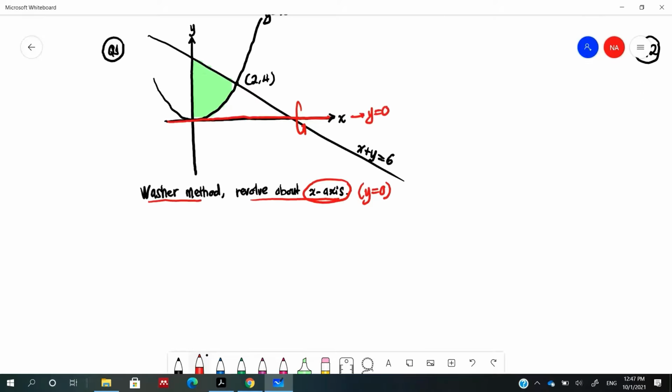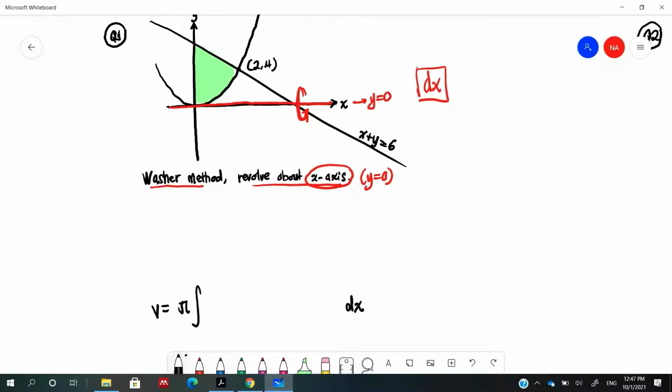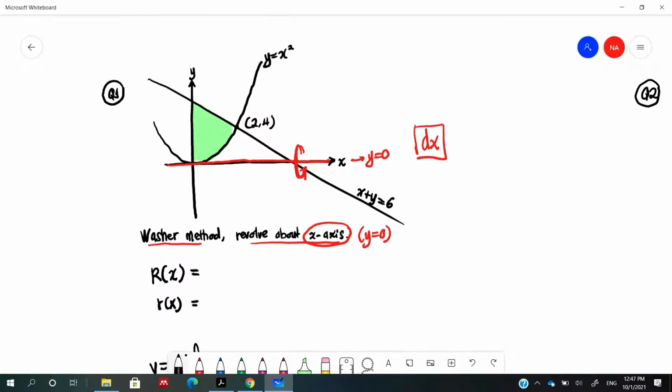So the first step is that we should identify whether it is dx or dy. Because it is rotated about a horizontal line, it should be dx. So bear in mind that should be dx. When we want to find the volume, it should start with pi integrate with respect to x. But before we could integrate, we should find the outer radius and inner radius, R(x), big R and small r.